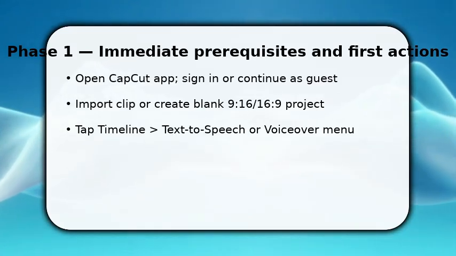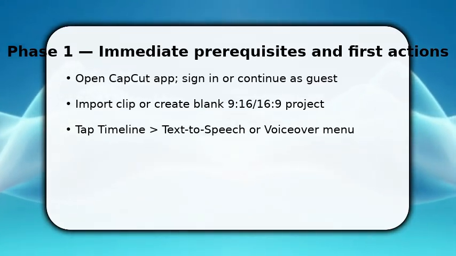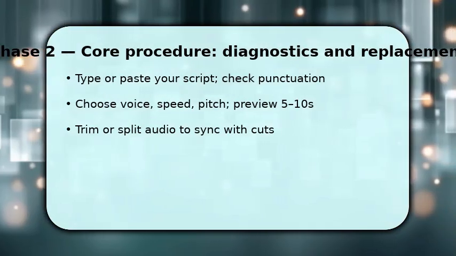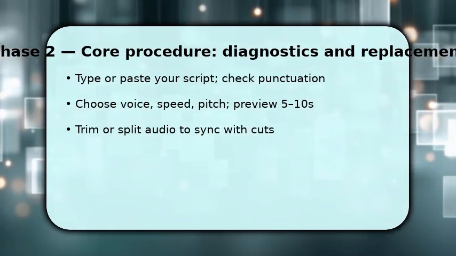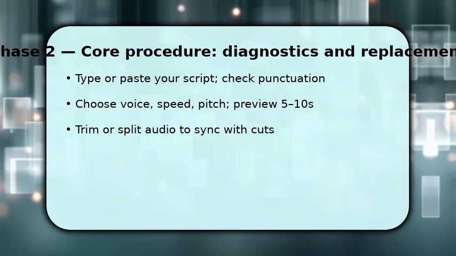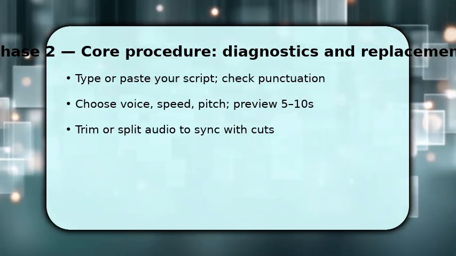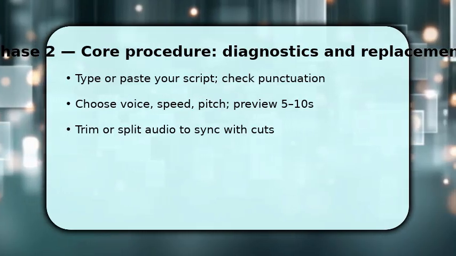Now you'll paste or type the exact script into the text-to-speech field. Punctuation matters for natural pauses, so add commas and periods where you want breath. Next, select a voice and tweak speed or pitch to fit style, slower for tutorials, faster for teasers.